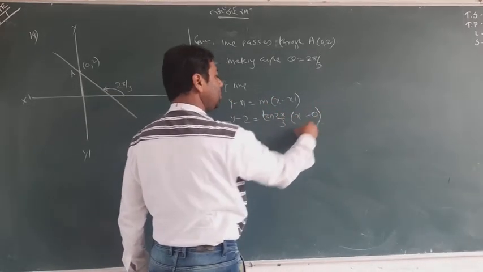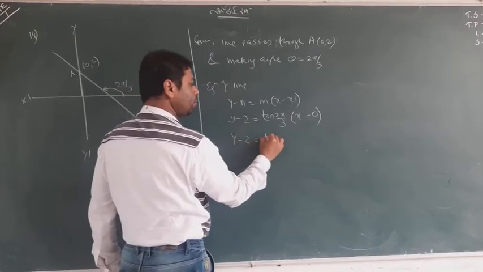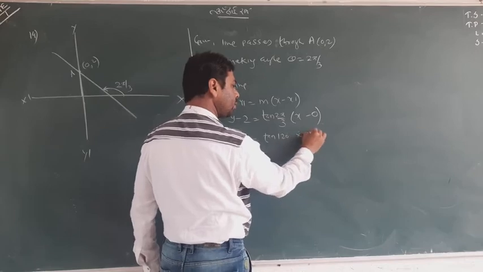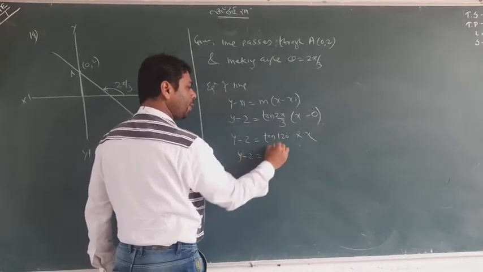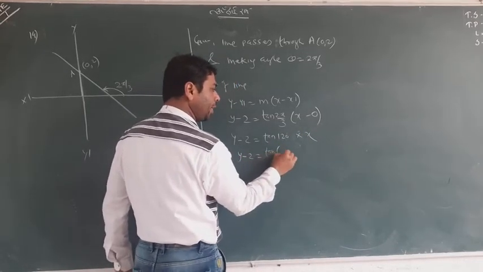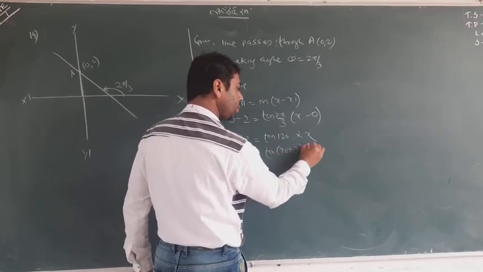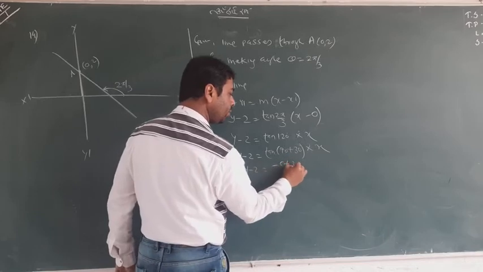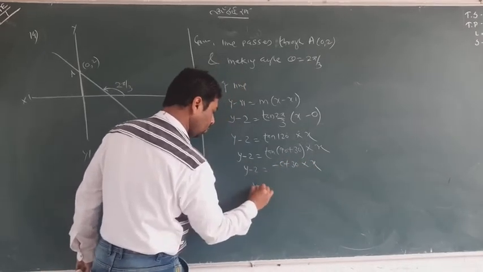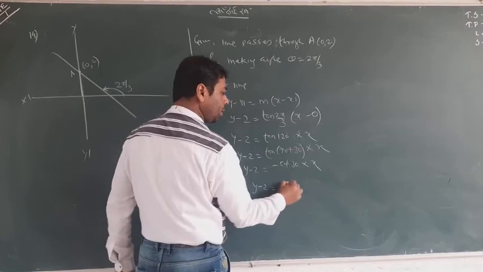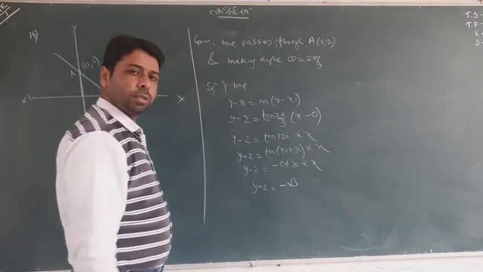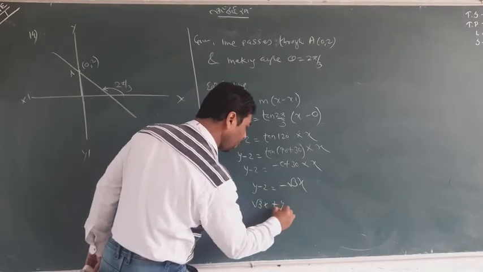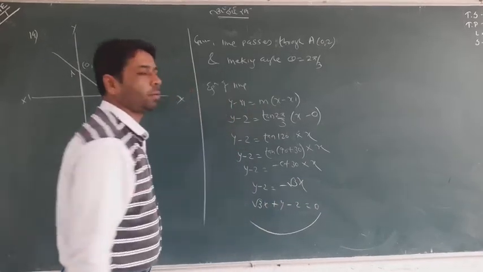y minus 2 is equal to tan 120 into x. It is only x, since the value of y1 is 0 here. Tan 120 means tan of 90 plus 30, into x. Tan of 90 plus theta is minus cot theta, so it is minus cot 30 into x, which is minus root 3 x. So your answer is root 3 x plus y minus 2 is equal to 0. That's the answer.